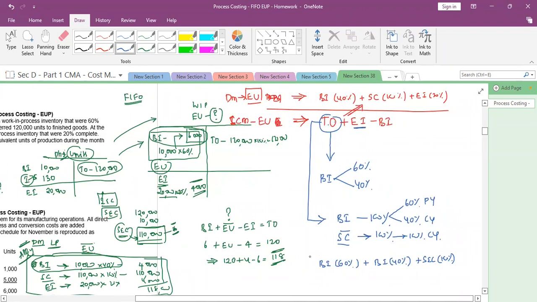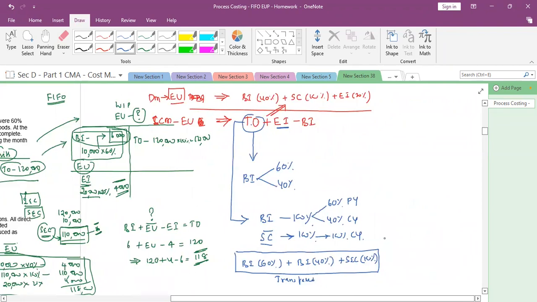This complete is what? Transferred out. What additionally are we taking here? Ending inventory. This ending inventory, how much percentage is completed? 20%. 20% is completed. This minus beginning inventory, how much percentage is completed? 60%. Are you following me, all of you?